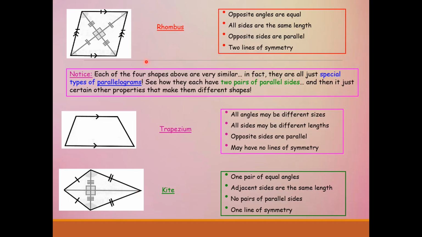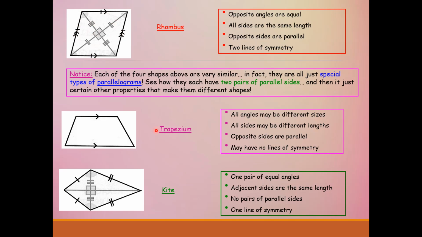Next, we have the rhombus. Now the opposite angles here and this one here are equal. And also this one and this one will be equal. Now all sides are the same length. The opposite sides are parallel. So this one and this one are parallel, and also the left and the right here will be parallel. And of course, they have the same size, so we can have two lines of symmetry.